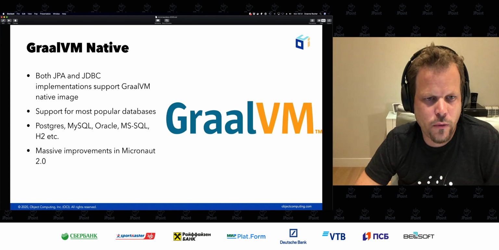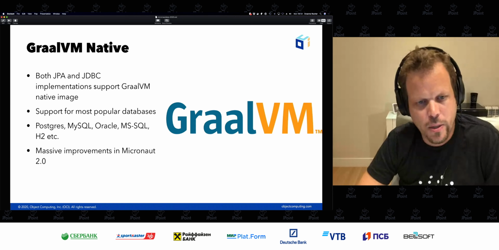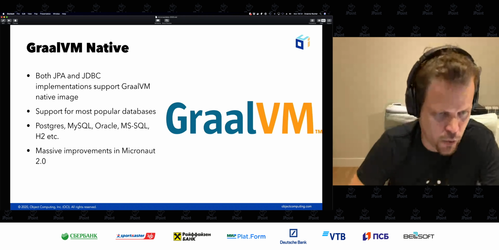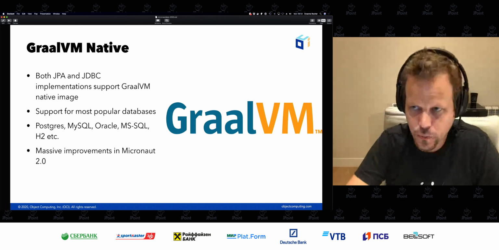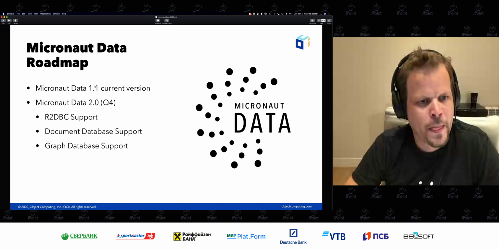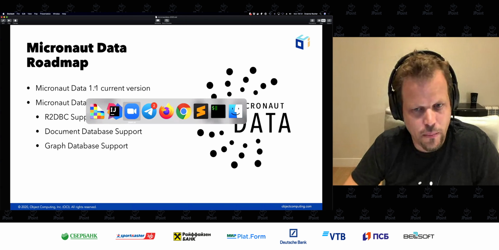Or for GraalVM native image, we support native image with both the JPA and the JDBC implementations automatically out of the box. We have support for all of the popular databases from Postgres, MySQL, Oracle, MS SQL, and H2. There are massive improvements in this area in Micronaut 2. It just works out of the box. And which I'll probably demonstrate in a minute. In fact, I may as well do that.